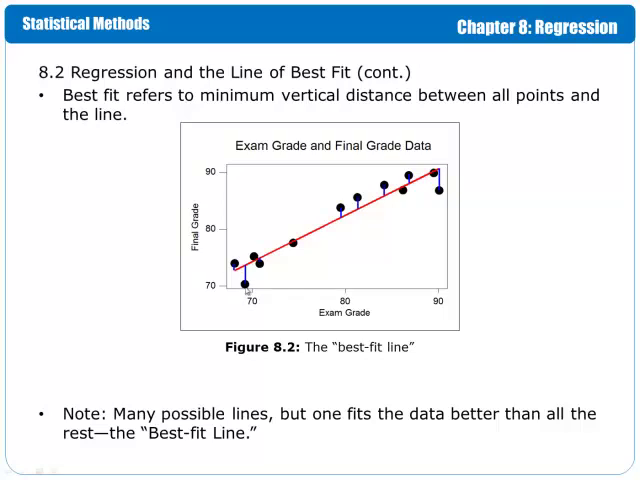Each of these distances, some of them are negative and some of them are positive. So if you square them all and make them positive and then find the sum, you're going to find that for the best fit line, those distances are the smallest that they could possibly be. Every other possible line that you could draw through these data points is going to yield a larger vertical distance between the points and those specific lines.